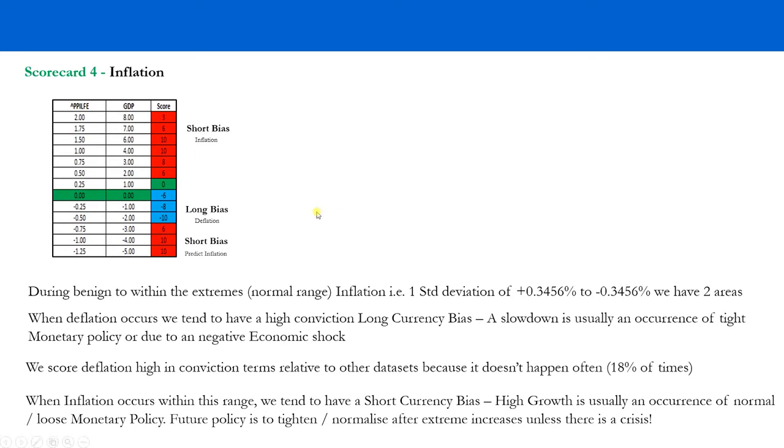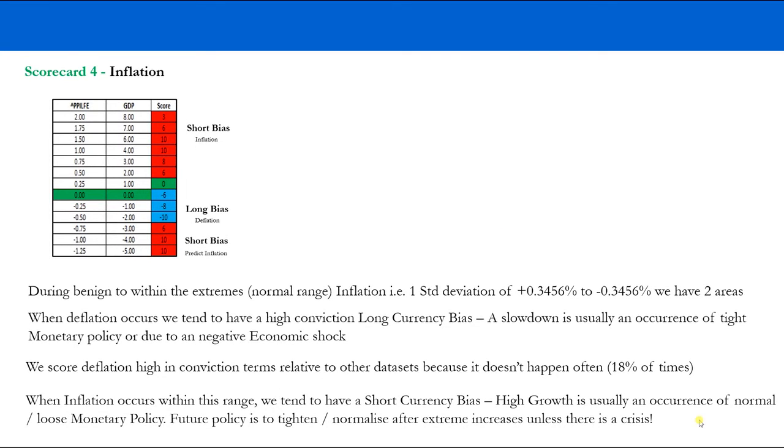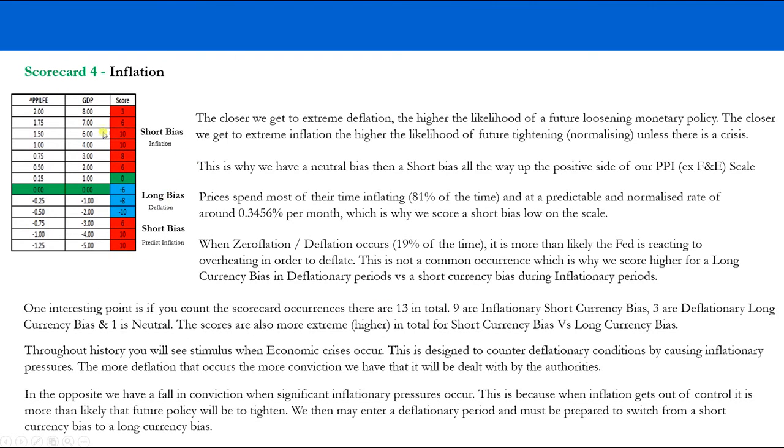And when inflation occurs within this range, we tend to have a short currency bias, and high growth is usually an occurrence of normal or loose monetary policy. And future policy is to tighten or normalize on extremes, so extreme positives outside the normal bound. So let's put all of this together and try to cement exactly what's going on here again. So keeping an eye on our scorecard on the left as we go through things, the closer we get to extreme deflation, so this area here, the higher the likelihood of a future loosening monetary policy. And the closer we get to extreme inflation, the higher the likelihood of future tightening or normalizing, unless, of course, there's a significant crisis, and this must continue.